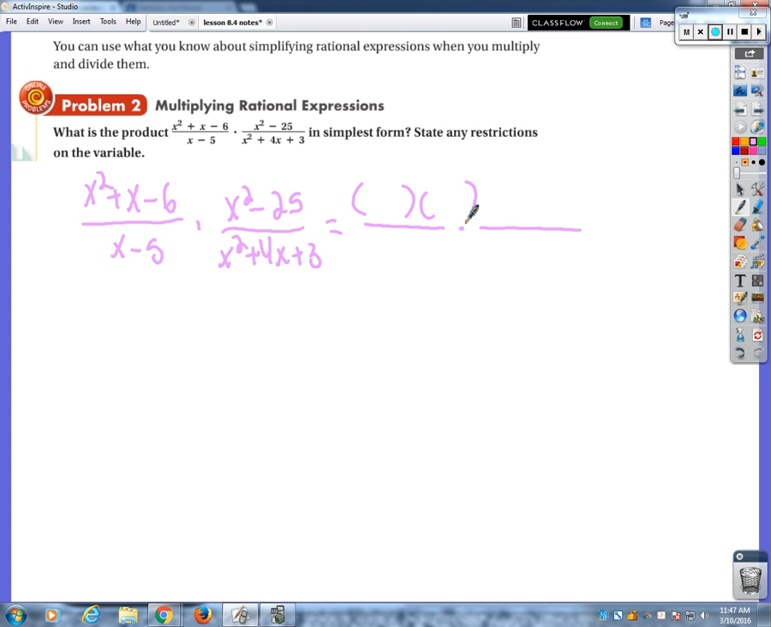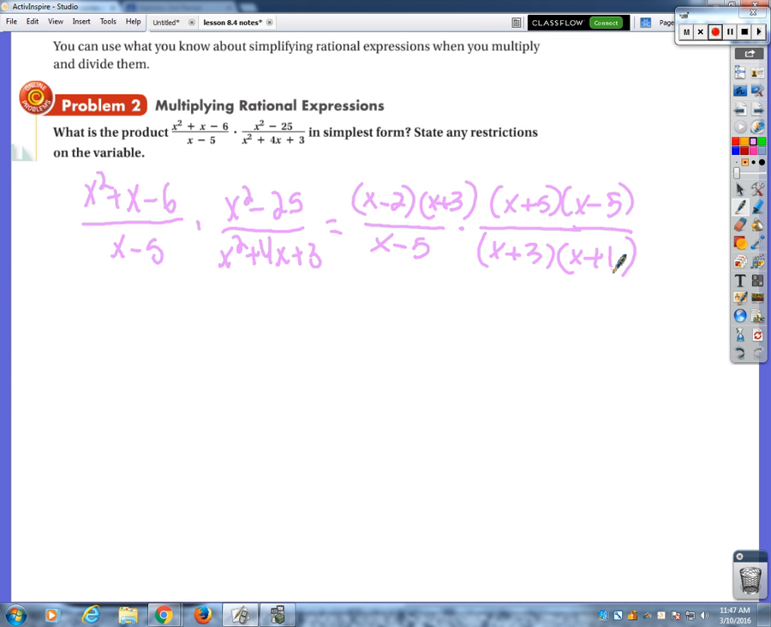All right, so let's factor this top left one first. x squared plus x minus 6 factors into what? x minus 2 and x plus 3. x minus 2, x plus 3, okay. What does x minus 5 factor into? Just stays as x minus 5, okay? There's no common factor that I can pull out of there. It's not a difference of two squares, so it's just going to stay as x minus 5. Good. x squared minus 25 is an example of the difference of two squares, so it's x plus 5 times x minus 5. And then x squared plus 4x plus 3 factors into x plus 3 and x plus 1.